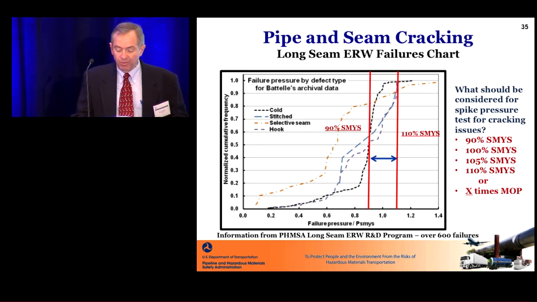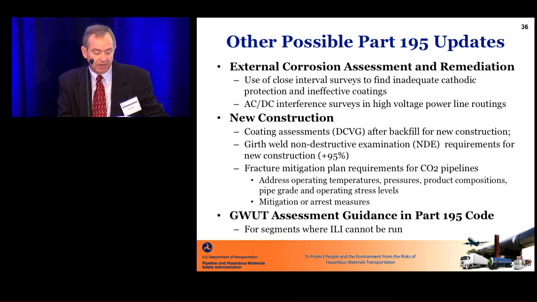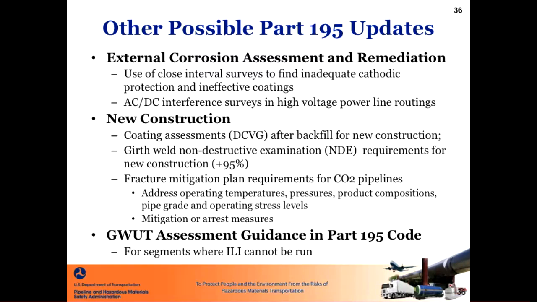Other possible Part 195 updates that we're looking at and considering are external corrosion assessment and remediation. Should we be requiring close interval surveys on a certain frequency? Or is everyone already doing it? For IMP, you're on a maximum of a 5-year evaluation. Are you running close interval surveys every 5 years on your pipeline? If you are, are you just doing it in HCAs, or are you doing it for the full length of the pipeline? Is it needed? That input would be good.